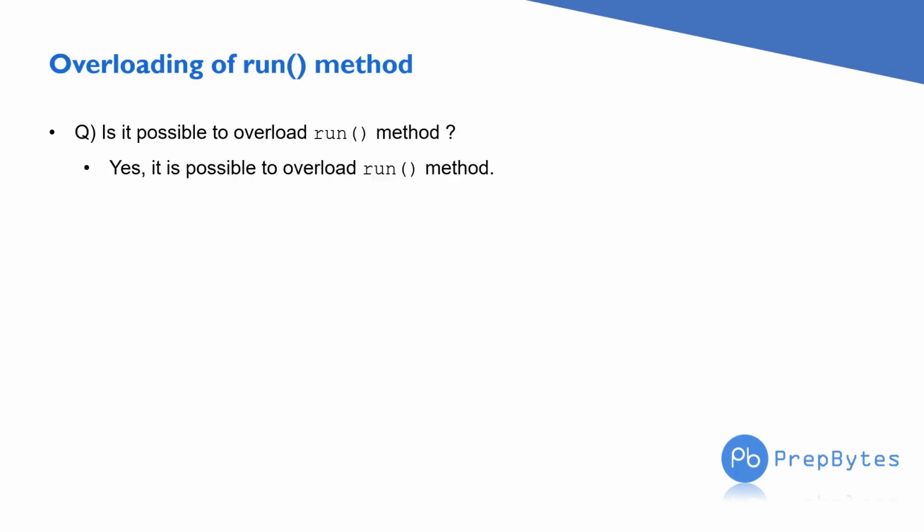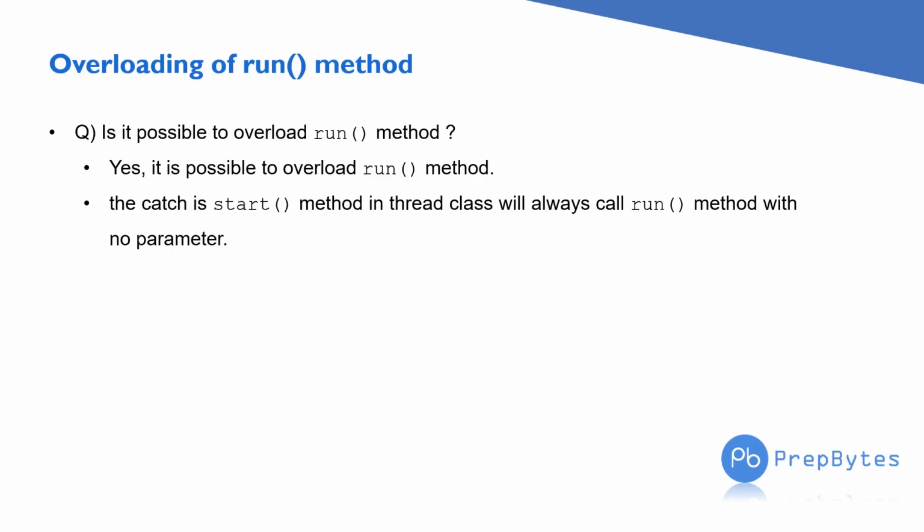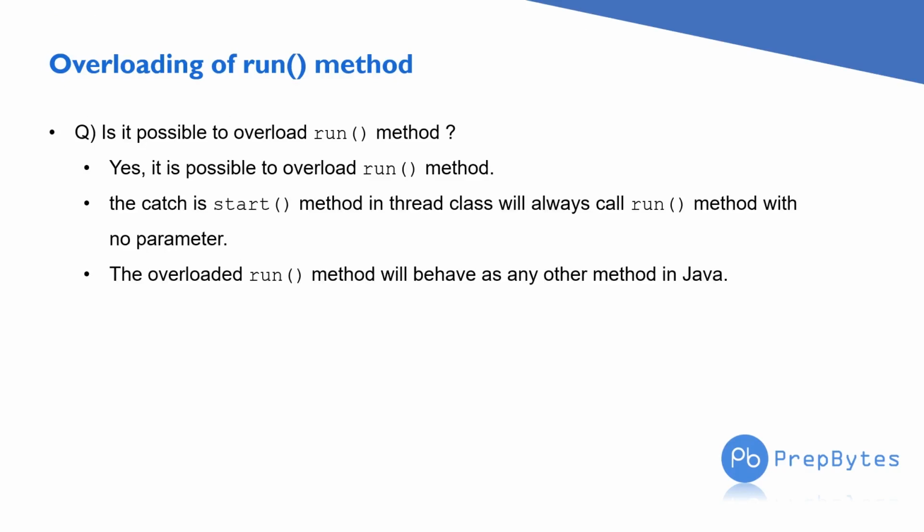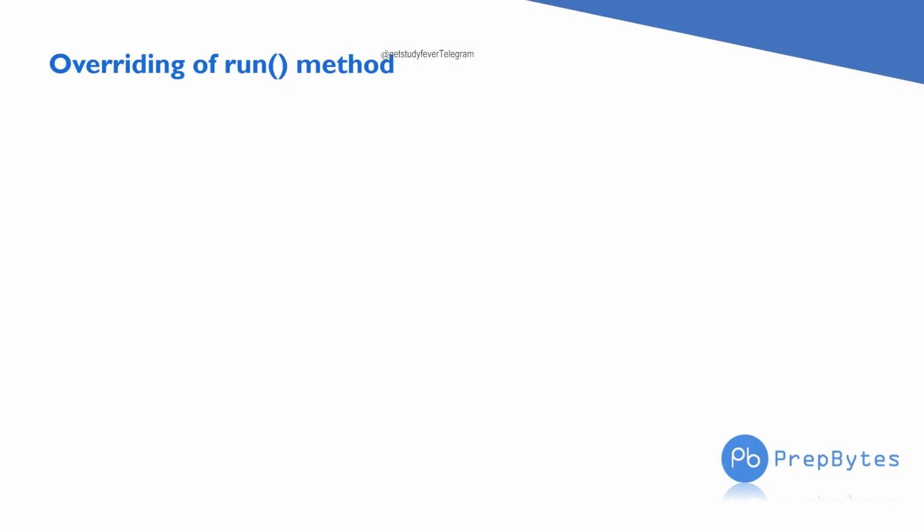So what are the important points? Is it possible to overload run method? Yes, it is possible to overload run method. The catch is start method in the thread class will always call run method with no parameters. You can just make these notes. The overloaded run method will behave as any other method in Java. Okay, so let's see now overriding of run method.